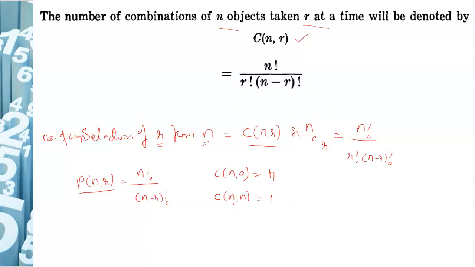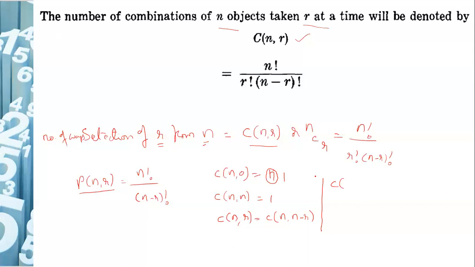So move further. Similarly, we can also observe that the C of n comma r value is the same as C of n comma n minus r. When do we use this? I'll tell you, from a calculation point of view it is an easy one. I'm sorry, C of n comma 0 is 1, because n factorial by 0 factorial times n factorial is always 1. So this is 1.